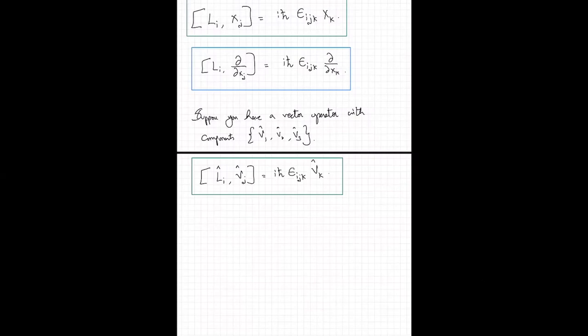I will calculate the commutator of the angular momentum operator with any one of these components and check to see if I get something like the right-hand side of this equation. In other words, the commutator of the angular momentum operator with the components of a vector operator always mixes the components of the vector operator together. This is not very mysterious. This also happens in classical mechanics for any vector.